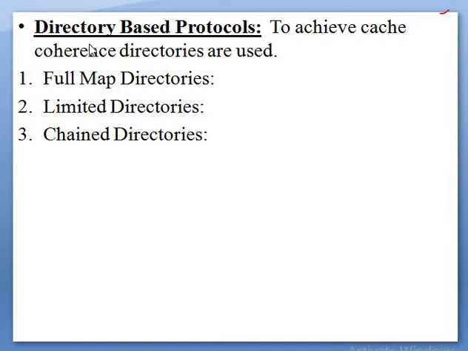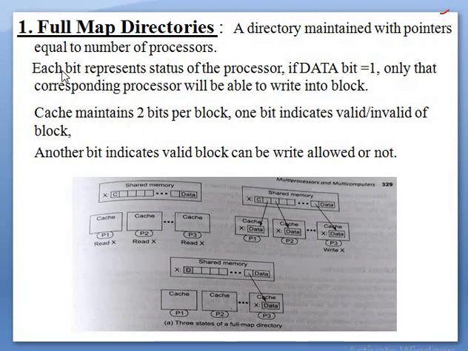So how to implement a directory-based protocol? There are three methods: full map directories, limited directories, and chained directories. You can expect this question in your examination. Let's take full map directories. Please refer to diagrams 1, 2 and 3, one after another.